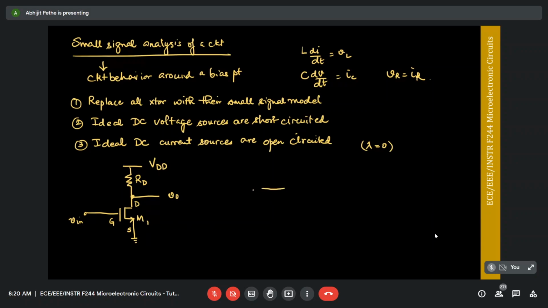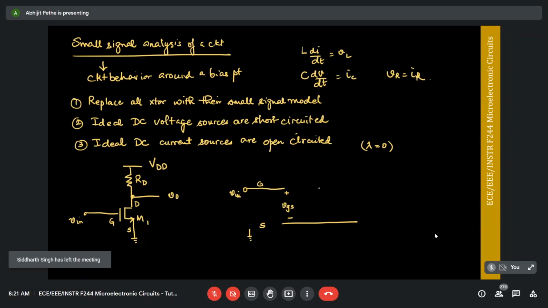So let's replace M1 with its small signal model. This is my gate node. This is my source node. This is my input voltage, Vin. I've applied Vin here. The small signal model looks like this. This is VGS, which means that if this is my drain, the current flowing between drain and source is gm times VGS, right? So this is my drain terminal, gate terminal, and this is my source terminal.